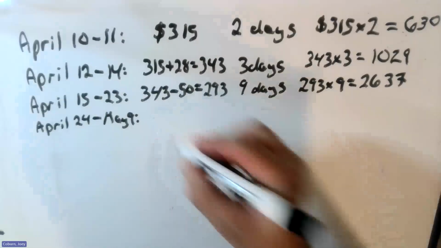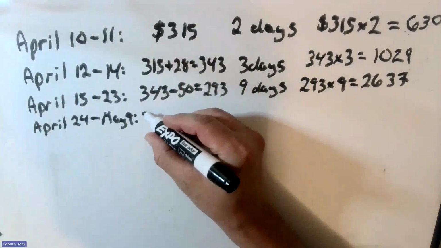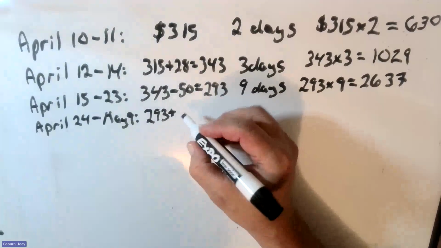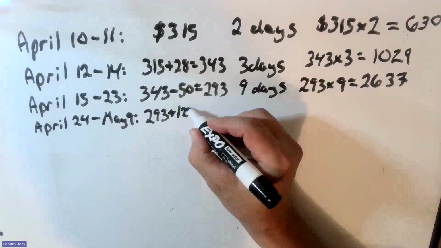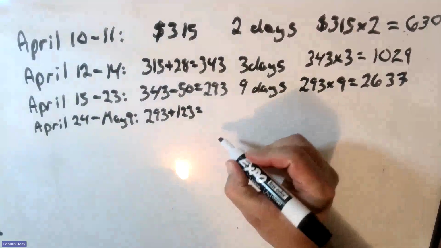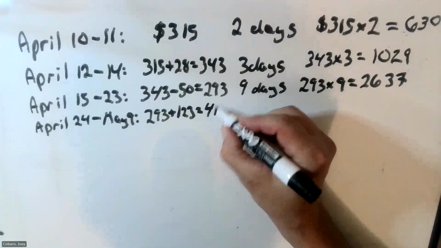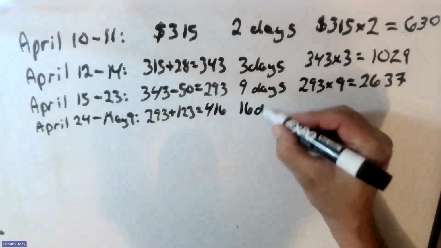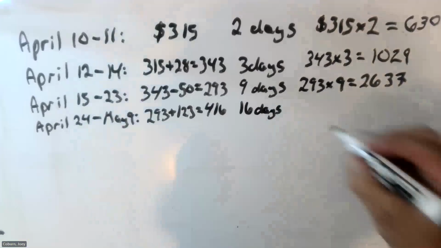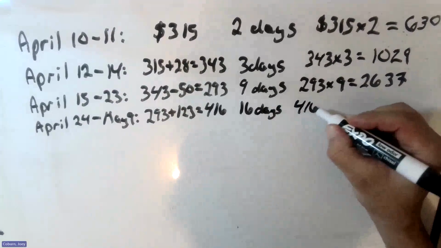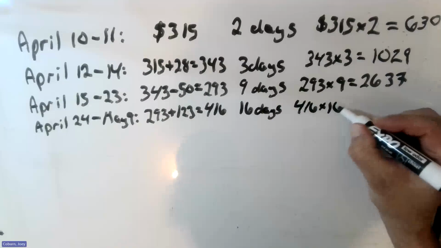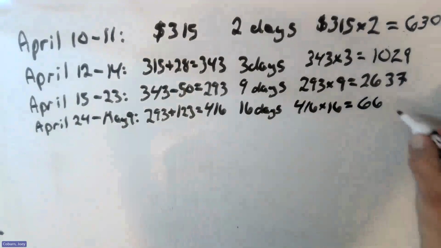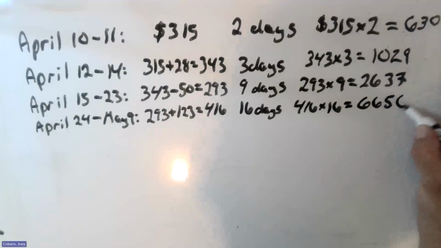And we made another purchase of $123. So that means we put that on our credit card. That's adding another purchase, $123, and that comes out to $416. And that's a period of 16 days. So 416 times 16 is 6656.